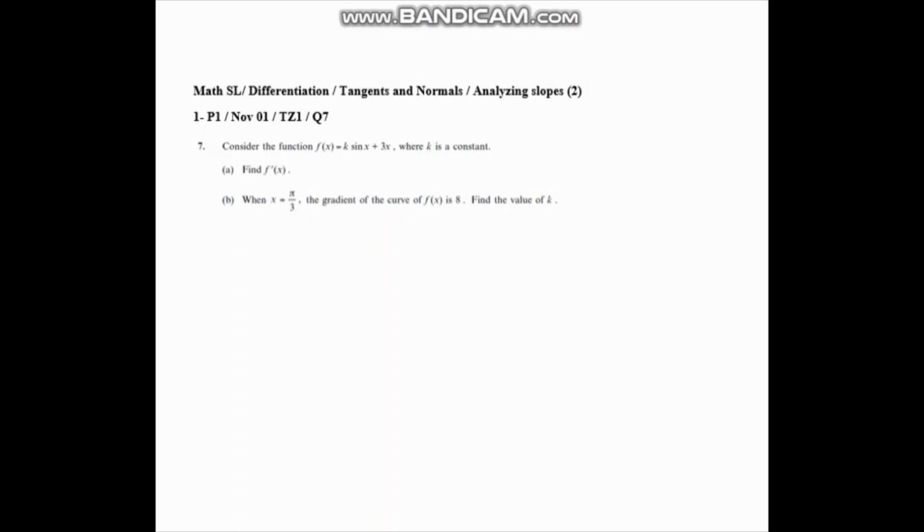So the first question came in paper 1, November 2001, time zone 1, question number 7. Kindly take a minute and pause the video, attempt to solve, and my answer shall follow through shortly. So in question A, we are required to find f dash given this function f, where k is a constant and unknown that we do not know. So take a look at the answer.